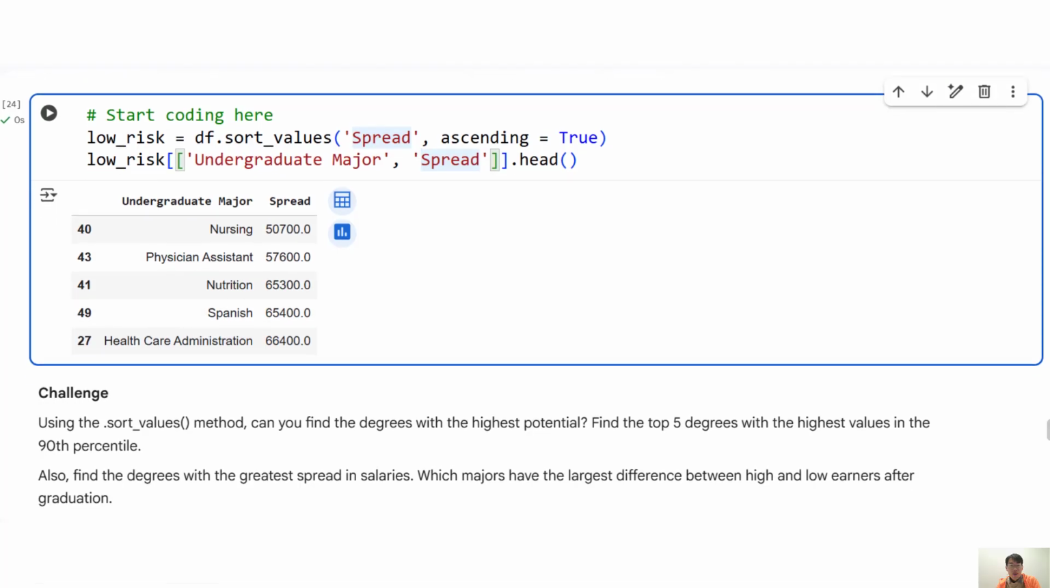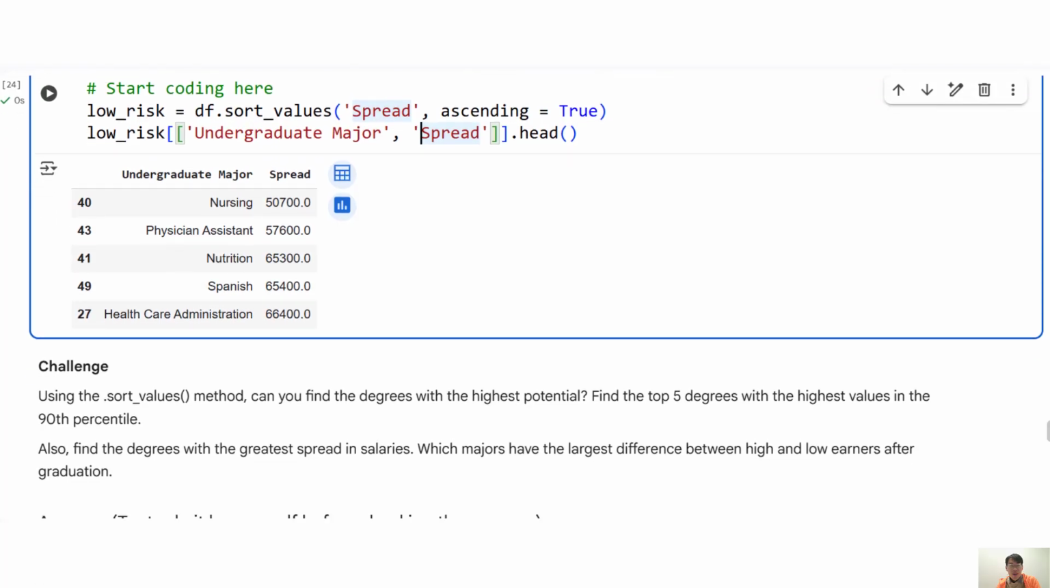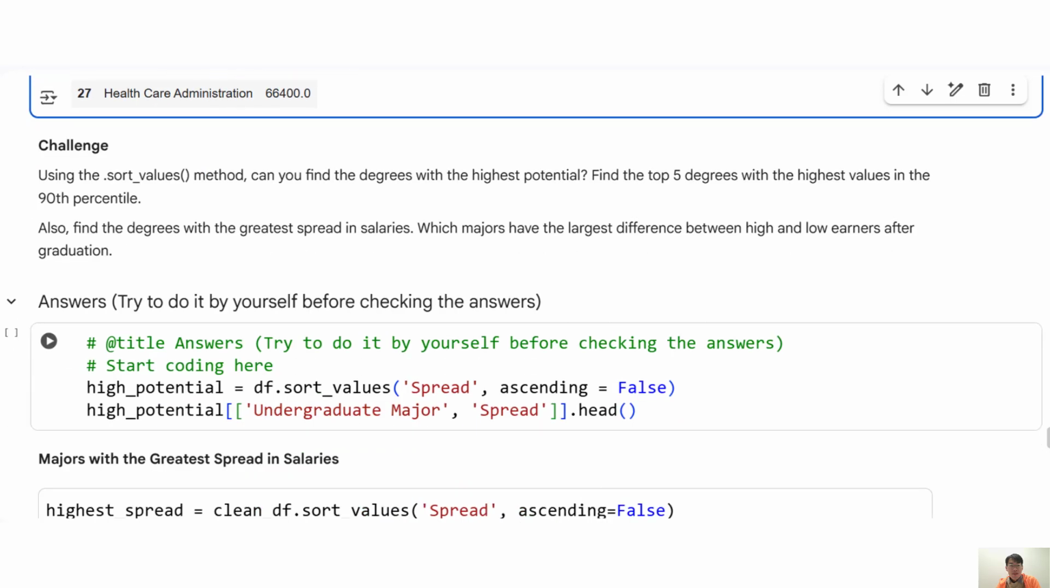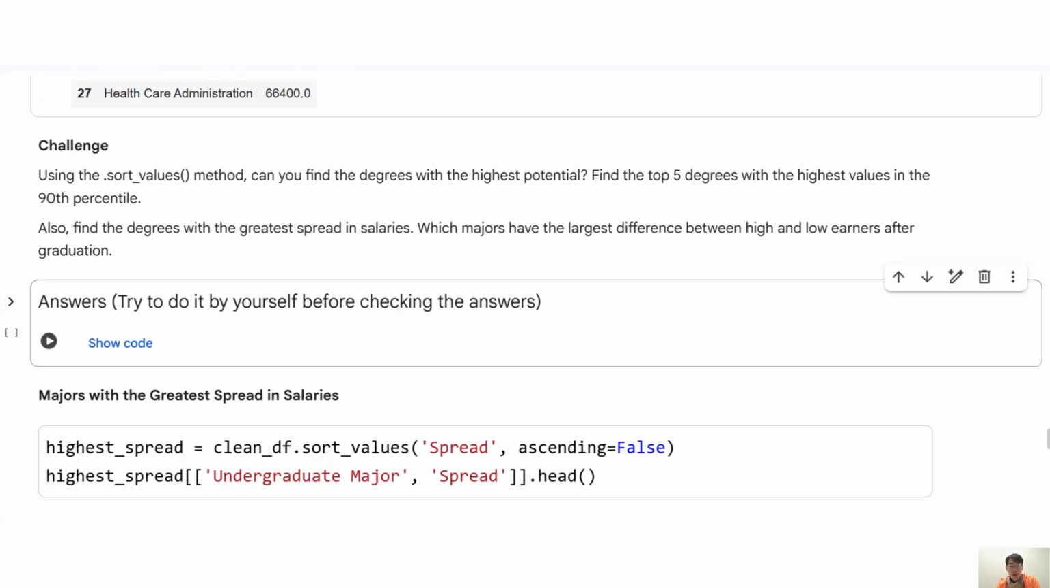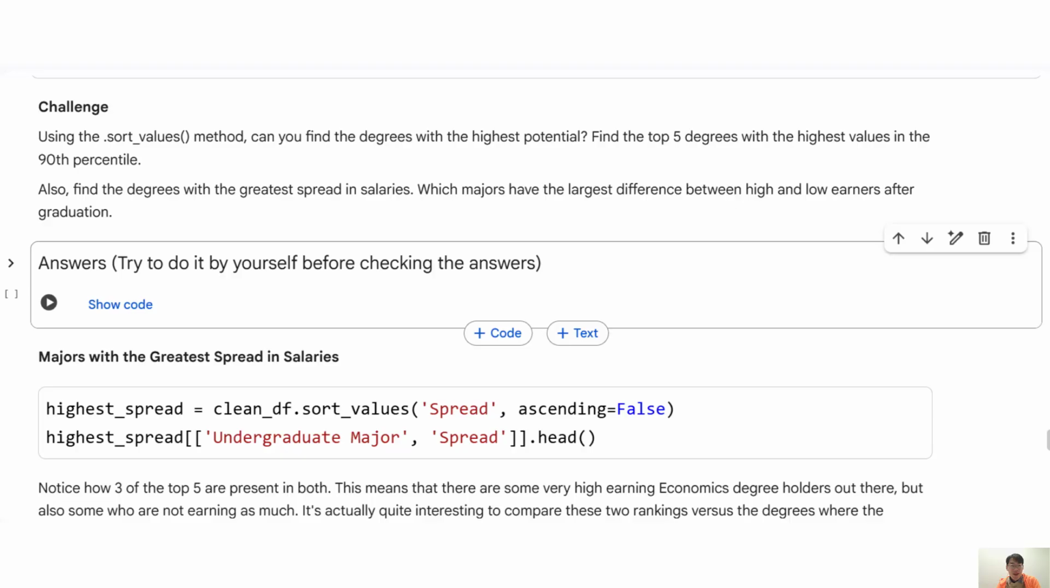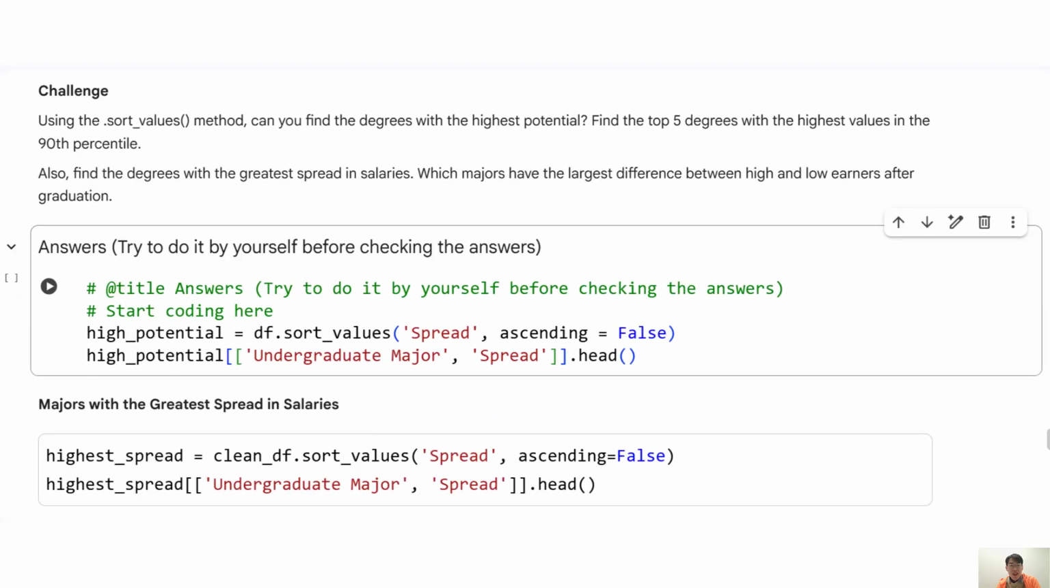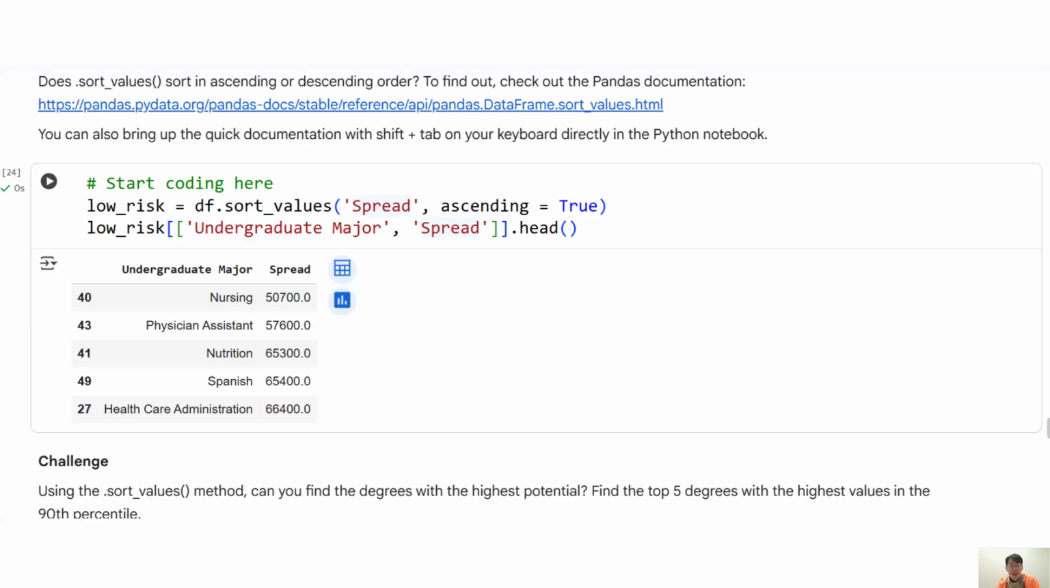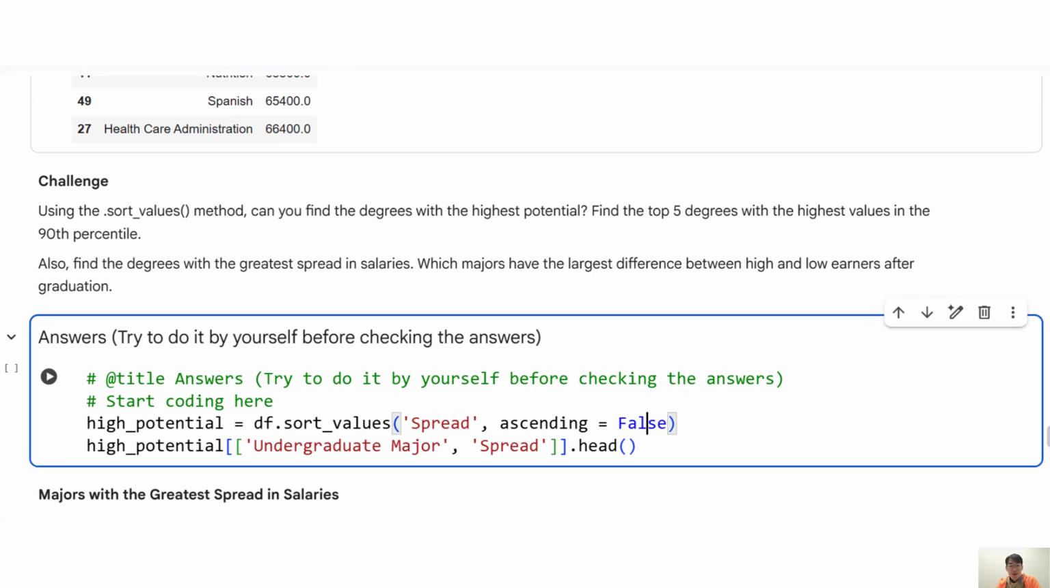Now we want to use sort values to find the degrees with the highest potential, meaning there is a huge gap and the spread is high. So it's also for you to play around. You can pause the video for 10 minutes and try to do it by yourself. Okay, 10 minutes just passed. Let me show you the code. It's the same, we just need to change ascending to false, so it will display the data from the greatest to the smallest.